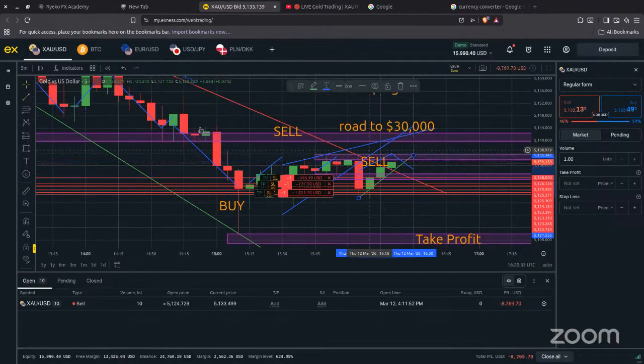So this is a sell. No, it's a buy. For those who bought, it's okay. Me, I'm not buying anything. Why? Because it's bearish. I'm not going to do buy. I'm not going to chase.